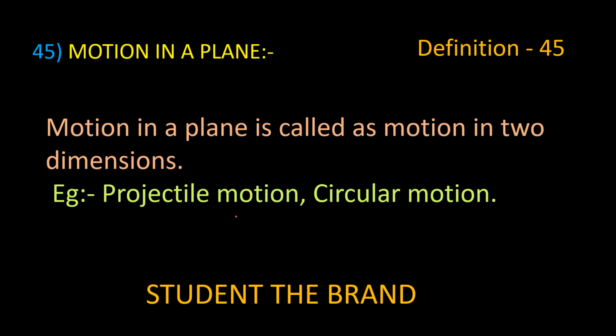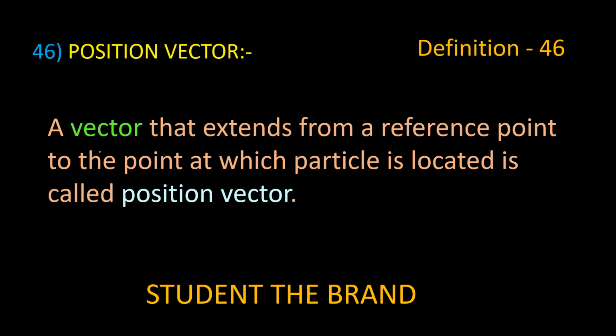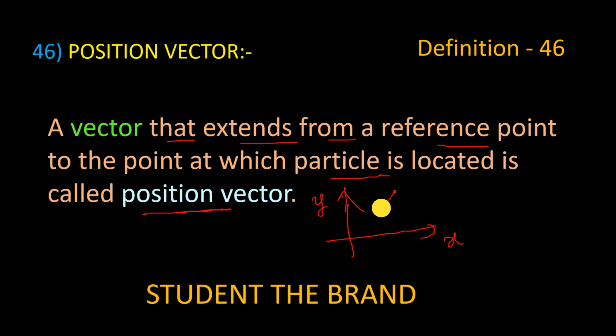Motion in a plane. Motion in a plane is called motion in two dimensions. Examples: projectile motion, circular motion. These we can consider as motion in a plane. Position vector. A vector that extends from a reference point to the point at which the particle is located is called the position vector. I am considering the x-axis and y-axis, so the vector will be represented with respect to the coordinate axes.